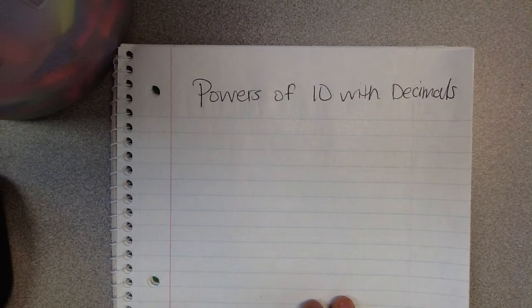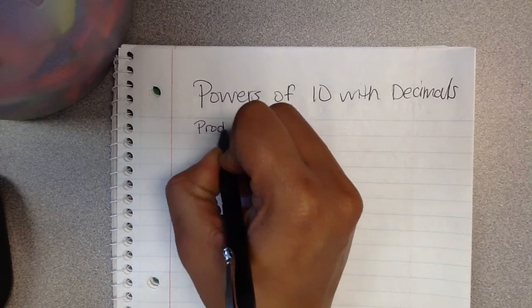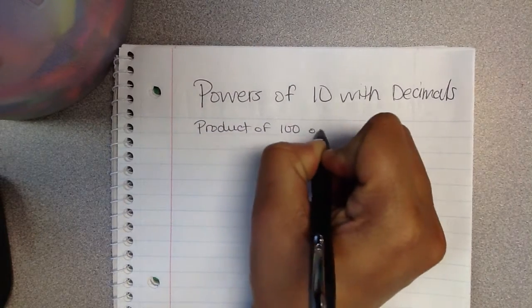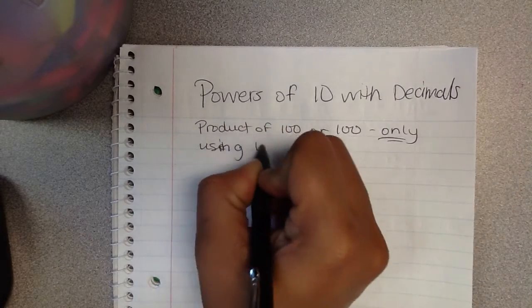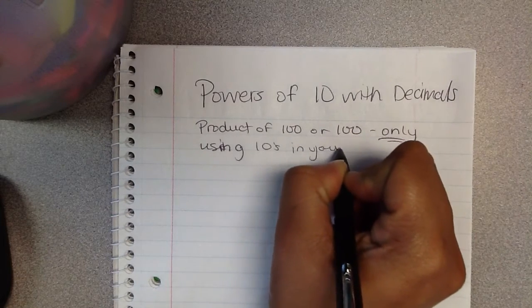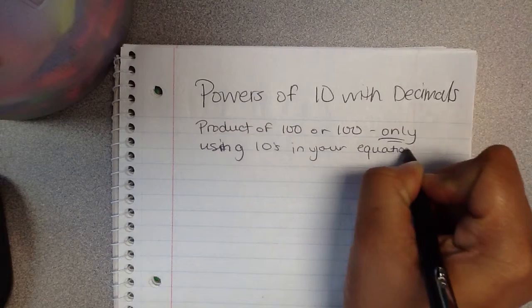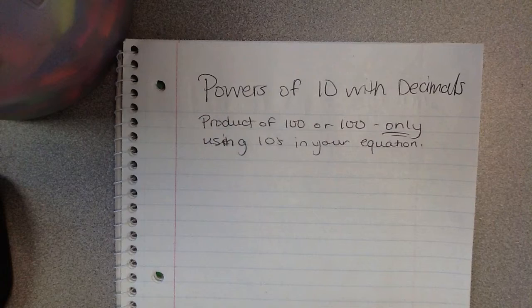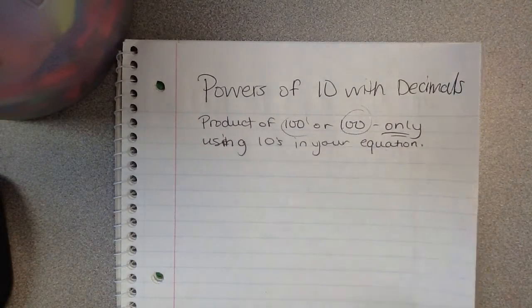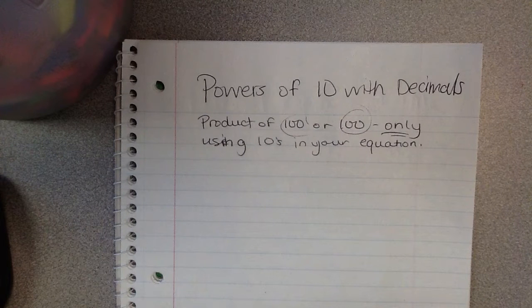I want you to think of an equation you could write to get a product of 100 or 1,000. And the trick to this equation is you have to multiply, because you're trying to get a product of 100 or 1,000, only using tens in your equation. So I can only use tens in a multiplication equation, and I want to get an answer of 100 or 1,000. Okay, you can pause the video to think about it, or if you're not sure, you can keep playing the video to see how you can do that.